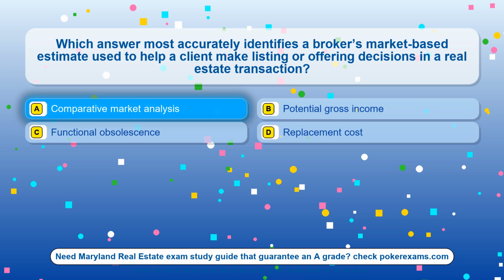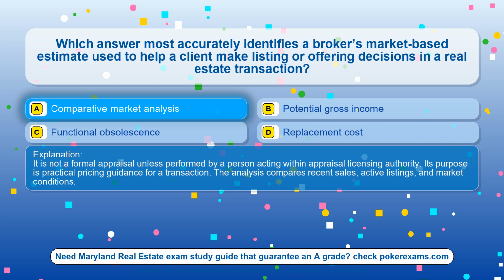The correct answer is option A, comparative market analysis. It is not a formal appraisal unless performed by a person acting within appraisal licensing authority. Its purpose is practical pricing guidance for a transaction. The analysis compares recent sales, active listings, and market conditions.